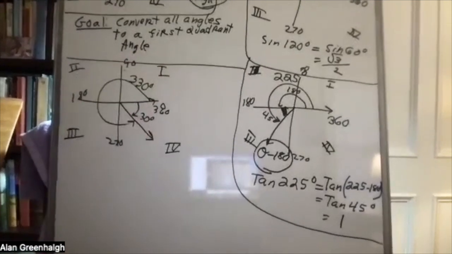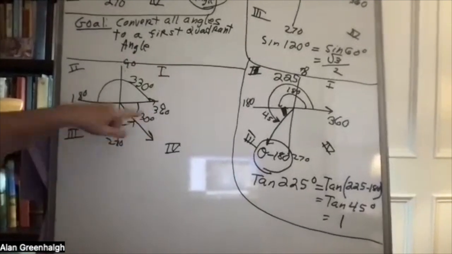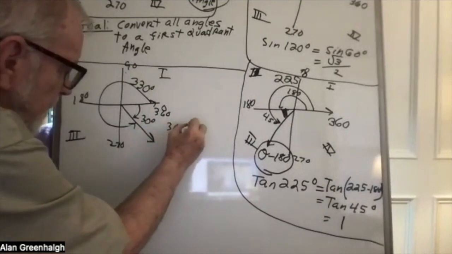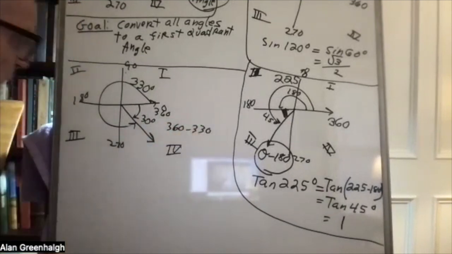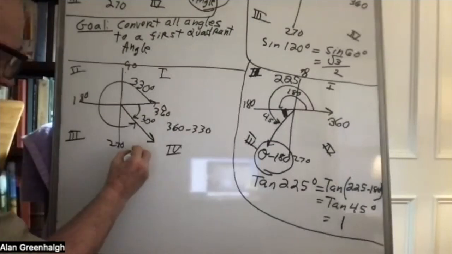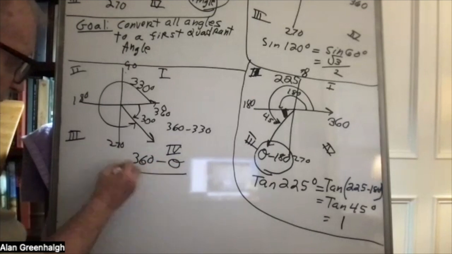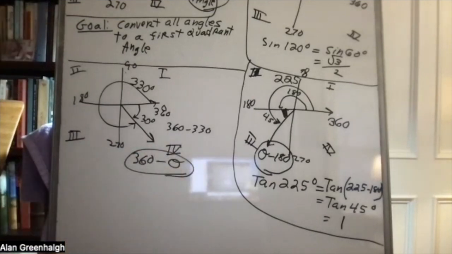Talia, good. 360 minus 330. Excellent. 360 minus 330. In other words, in general, it's going to be 360 minus the angle. And that will give us the reference angle.